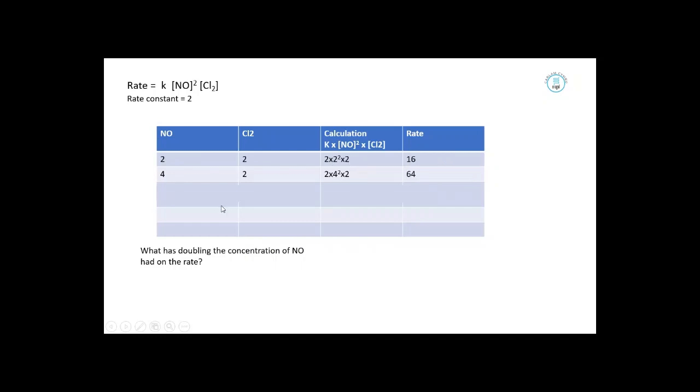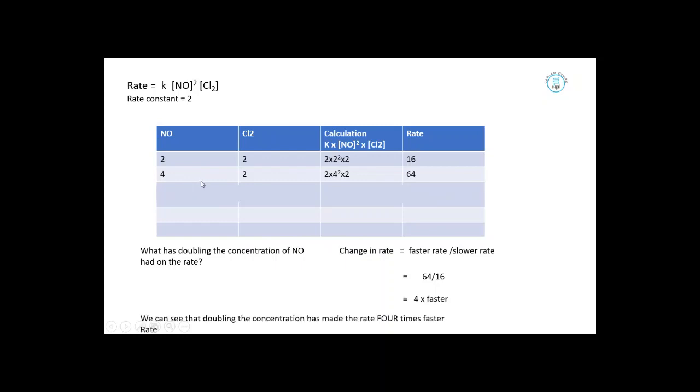And you can see the effect of doubling the concentration of the NO. So the Cl2 stayed the same, but the NO has been doubled. And look at the effect on the rate. How many times faster is that rate? Well, you've got to work out how much faster a rate's going. Obviously, you take your faster rate, you divide it by a smaller rate, and you'll see now 64 divided by 16, the rate's 4 times faster. And that's only because we've doubled the NO concentration. So doubling it has made the rate 4 times faster. That tells us that the NO must be second order.